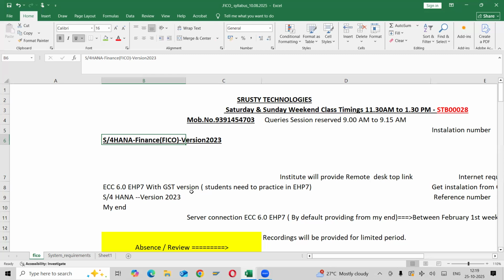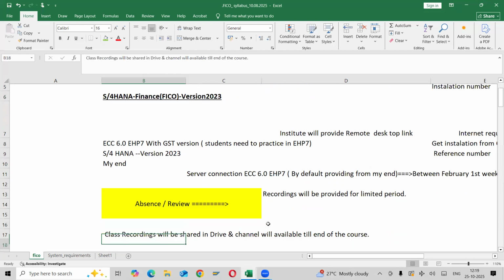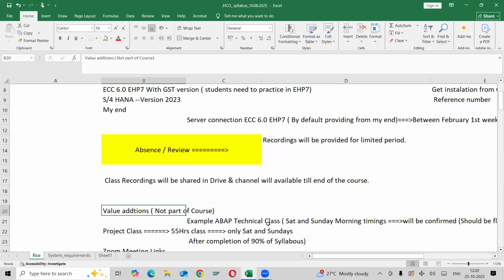Clear? And one more thing from my end for S4 in this particular batch: I'm going to give ECC server access free of cost till completion of the course. ECC server access I'm going to give. Clear? Dedicated server access. You need not buy from a third party. Clear? And again, what are the things we are going to give?